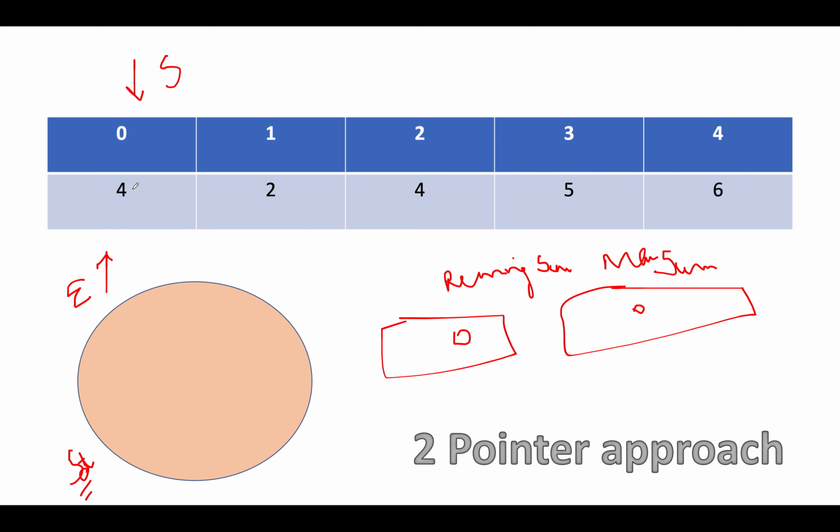The first element is 4. 4 is not part of the set. We'll add 4 to it. Running sum will be updated to 4. Max sum will be updated to 4 again, since this time running sum is greater than max sum. Let's move on to the next iteration. We'll increment the end pointer and we have 2. 2 is not part of the set, so we'll add 2 to it. Running sum will be updated to 6. Max sum will be updated to 6 again.